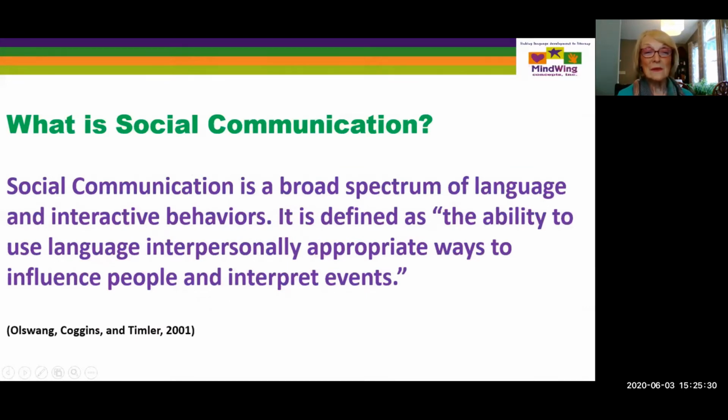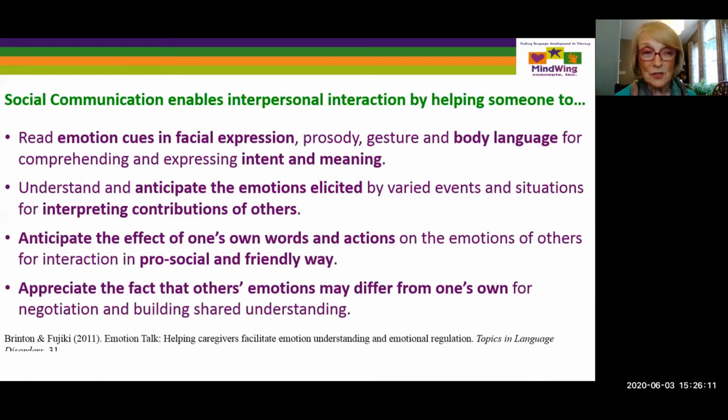And then, social communication, I just like this definition from Hua Froelich's book on social communication development and disorders, about how it's a broad spectrum of language and interactive behaviors. That's where we're coming from today. It's defined as the ability to use language interpersonally in interpersonally appropriate ways to influence people and interpret events. And that's the main thing. If we can help children interpret events, it's a major, major accomplishment.